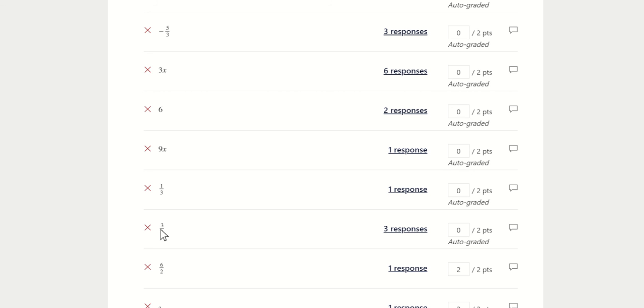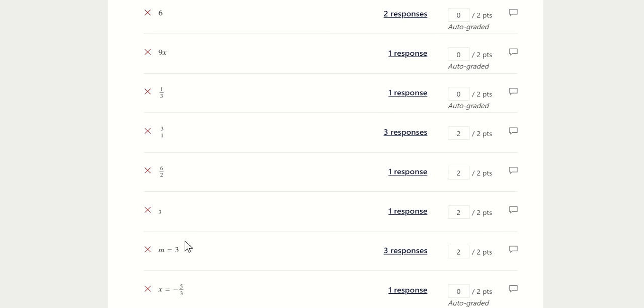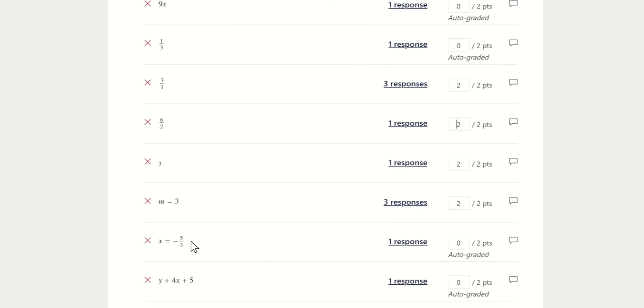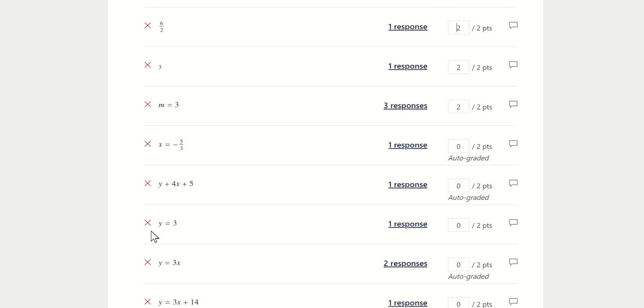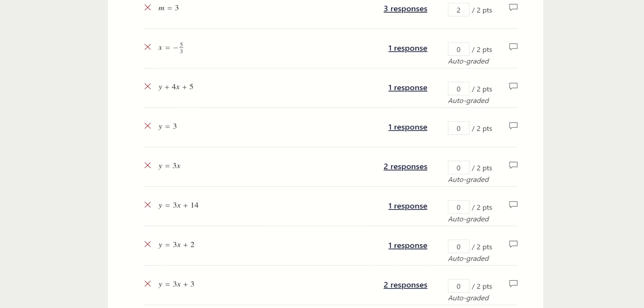Uh-oh, 3 people got this right. I need to change that because that's, whoops, not extra credit. It is totally good to say 3/1 because that is equal to 3. And also, that's correct. M is 3, the slope is 3, that's fine. No, y is 3 is not correct. That's a horizontal line. y equals 3x, no, that's not the slope either. So just take a look at those things.